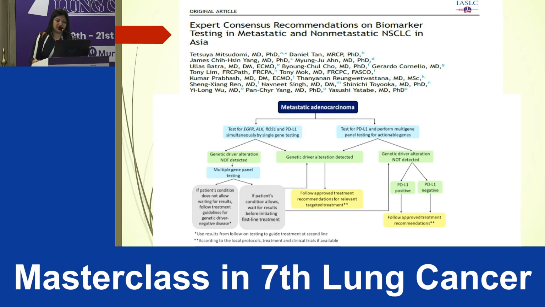What about the Asian guidelines? In Asian guidelines, it is said that we have to test for PDL1 and perform multi-gene panel testing for actionable genes. If it is not feasible, then at least EGFR, ALK, ROS and PDL1. And when they are negative, we have to go for multi-gene panel testing.